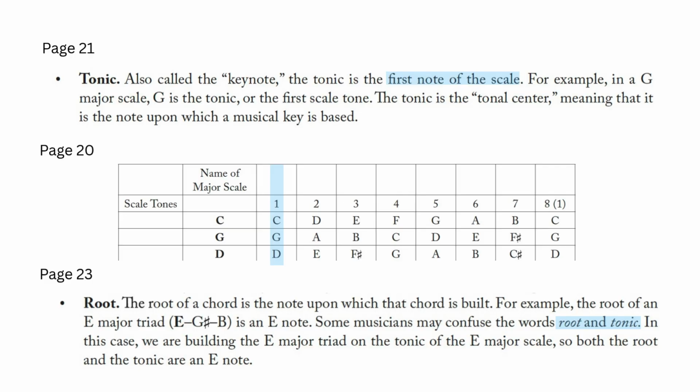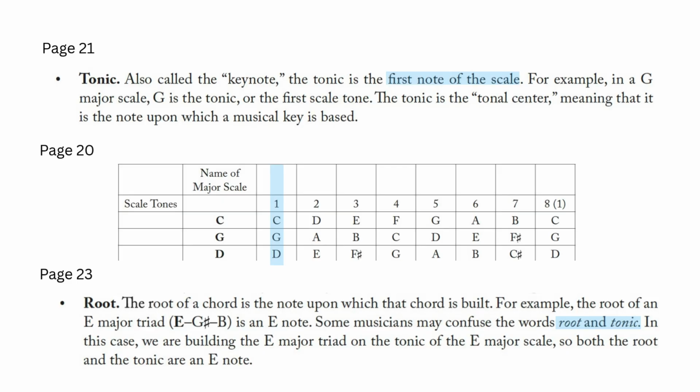Okay, let's look for a moment to page 23 on the word root. The root of a chord is the note upon which that chord is built. For example, the root of an E major triad. We're getting ready to learn triads. The root of an E major triad is an E note. Some musicians may confuse the word root and tonic. In this case, we are building an E major triad on the tonic of an E major scale, so both the root and the tonic are an E note.